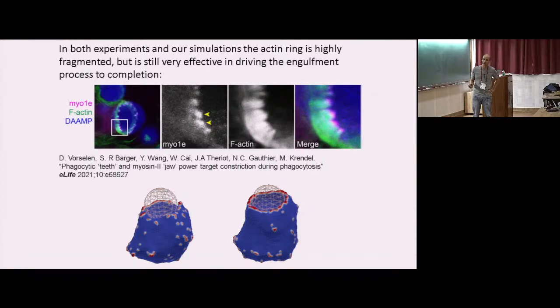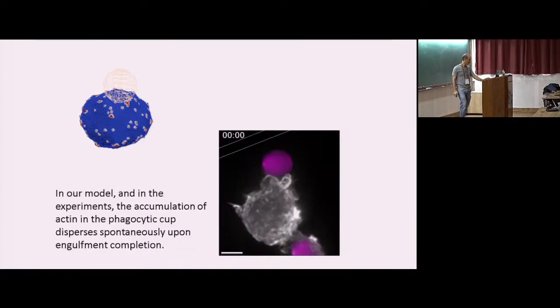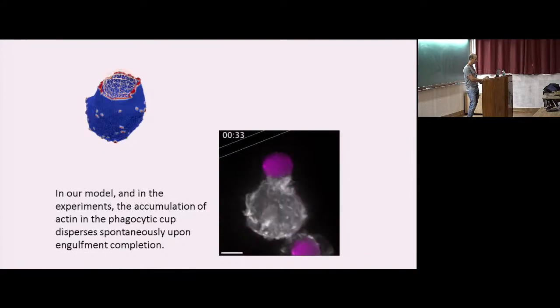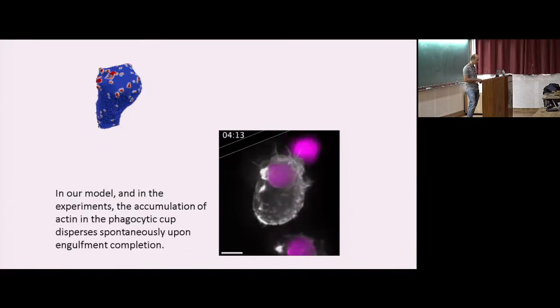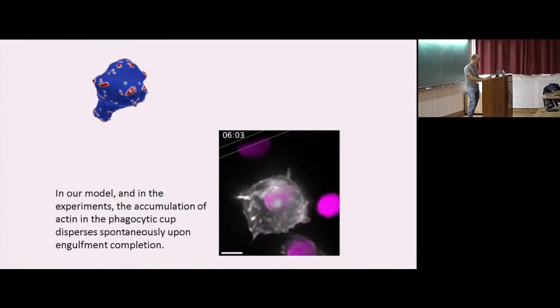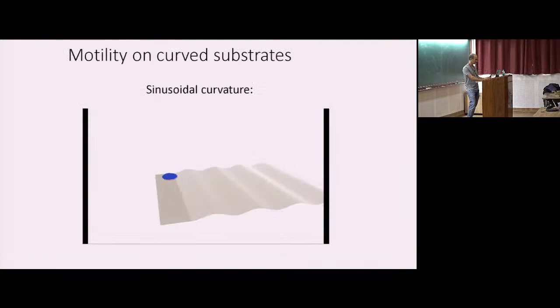You can see that it's highly fragmented. It's partially continuous here, but it's almost non-existent on this side in the beginning. And then as it progresses towards the end, it usually becomes more and more continuous, but that is not a condition for this process to succeed. And you can compare these experiments with these simulations. At least that's what we try to convince the reviewers.